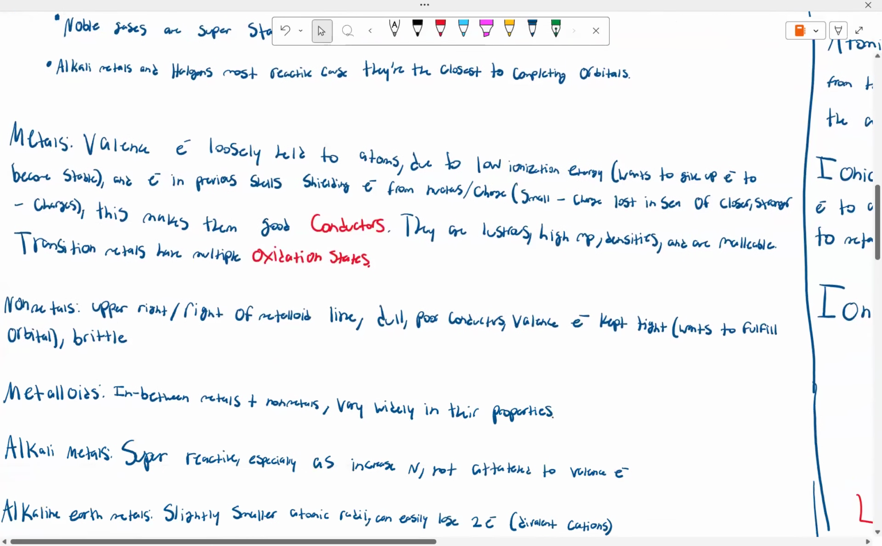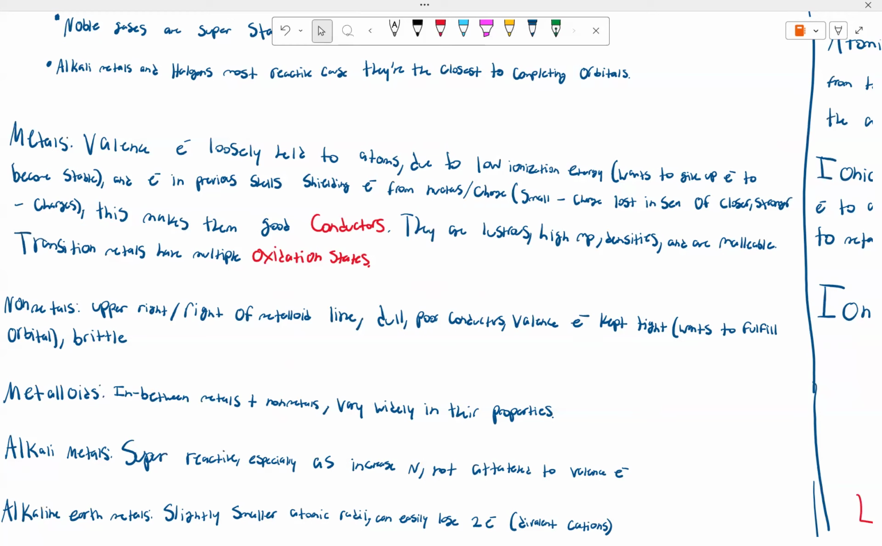Metals' valence electrons are loosely held to atoms due to low ionization energy. So this is basically saying how likely it is to give up its electron to become stable, the energy, I guess, to remove an electron. And electrons in previous shells are shielding electrons from the nucleus slash charge. So a small negative charge is kind of lost in a sea of closer, stronger negative charges. That's what I like to think about shielding, that it's shielding the outer electrons from the positive charge of the nucleus.